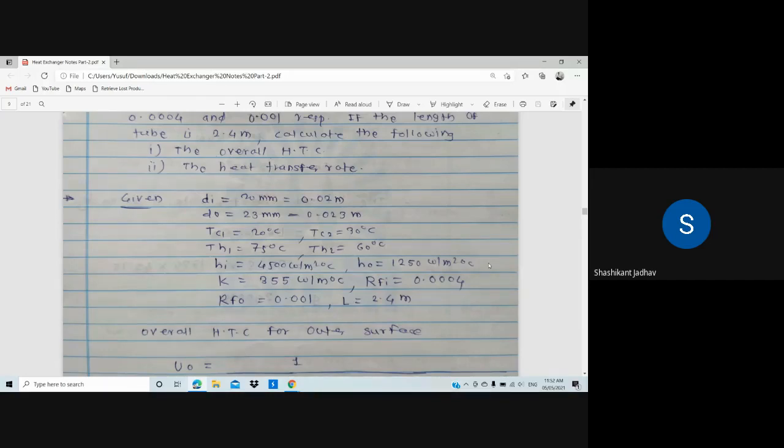And what is to be calculated is the overall heat transfer coefficient. Means we have to calculate the overall heat transfer coefficient for the outer or inner surface. So we have to calculate the overall heat transfer coefficient for the outer surface. So we have to take UO is equal to question mark and heat transfer rate, that is Q, is equal to question mark. Okay. So we can calculate any overall heat transfer coefficient.